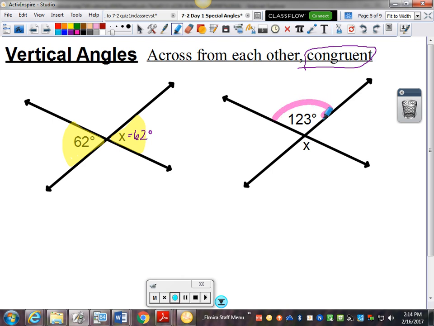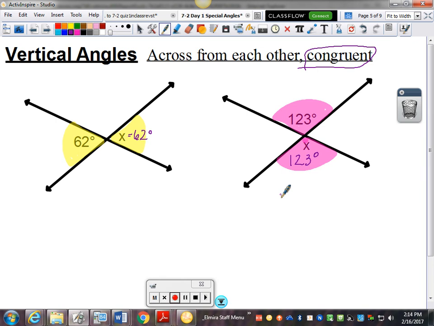123 is labeled over here, and x is labeled over here. And here again, if one of these is 123 and you're talking about the angle directly across from it for intersecting lines, it's exactly the same.